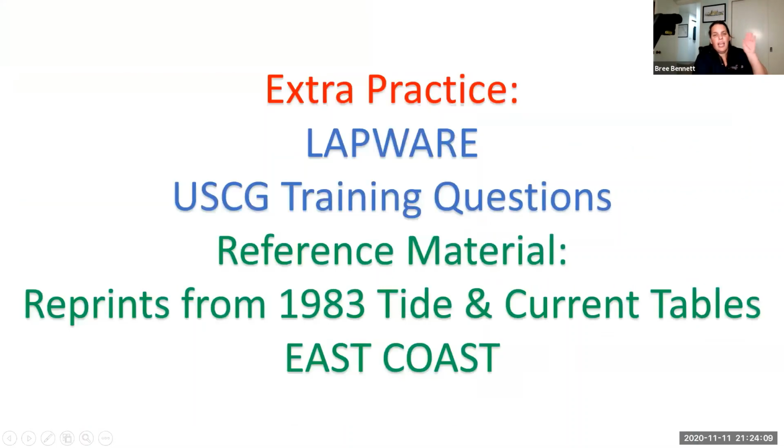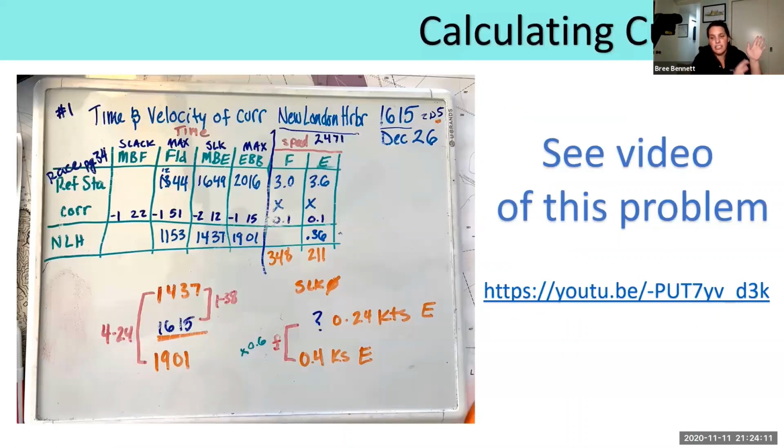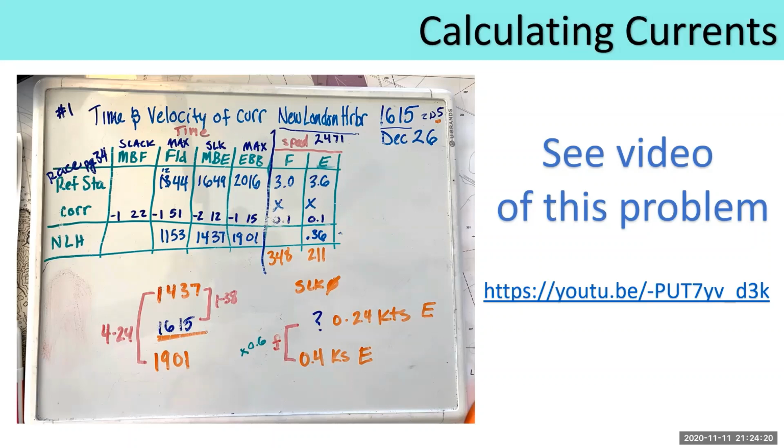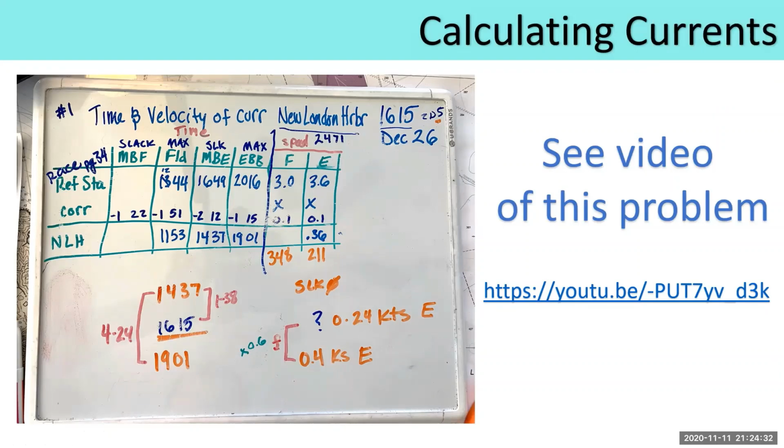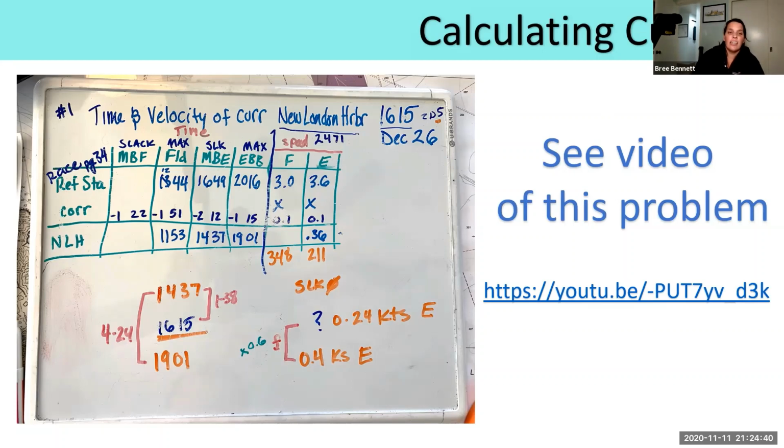Any questions? I'm sure there's a million questions. Does anybody want to say anything about the currents before I move on back to tides? Yeah, Bree, slack really means no horizontal movement of the water, right? Yeah, no horizontal movement. Is that a point of time or a period of time? In this table it's an exact time, but it is really a period of time.